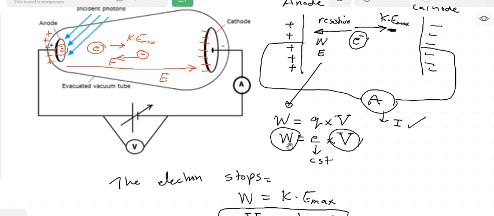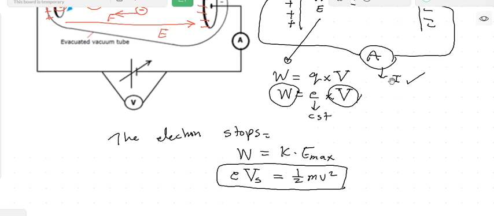How to increase the resistive work? By increasing the voltage. So at the instant the voltage gives me 0 reading on the ammeter, that means this voltage will be equal to the stopping potential. Okay.